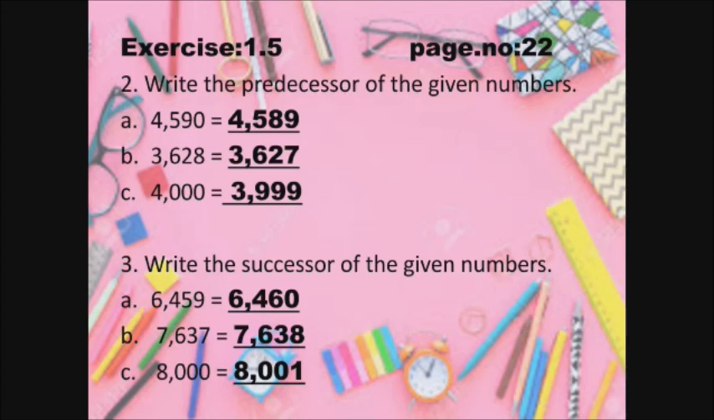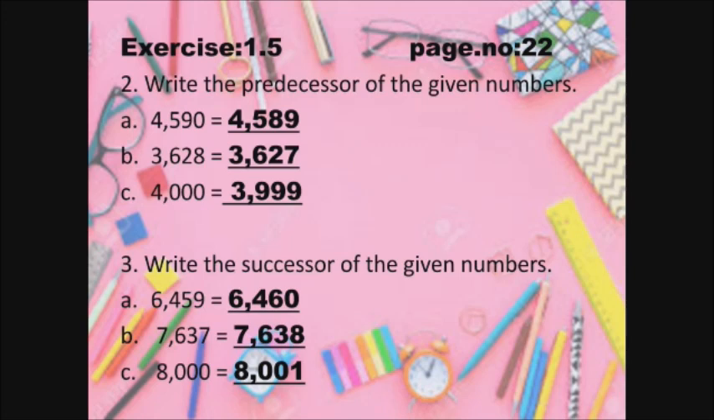First one, 4590. So the predecessor of 4590 is equal to 4589. Next, 3628. The predecessor of 3628 is equal to 3627. Next, it's 4000. So before number of 4000 is 3999. So this is the predecessor of 4000.